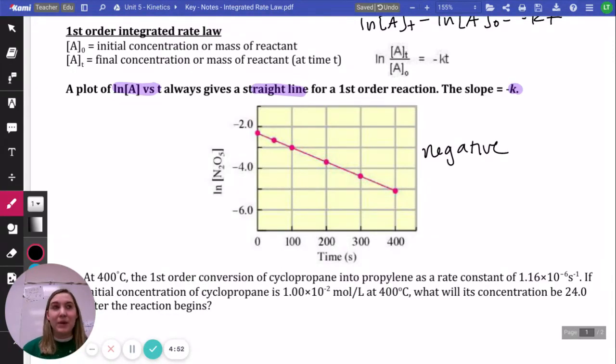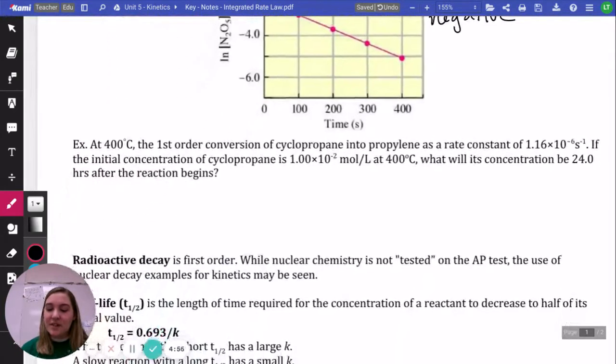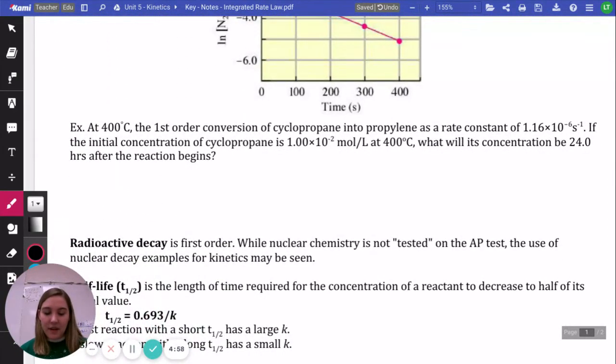It is on the periodic table, it is on your formula chart, which is on your periodic table. So let's work through one together.